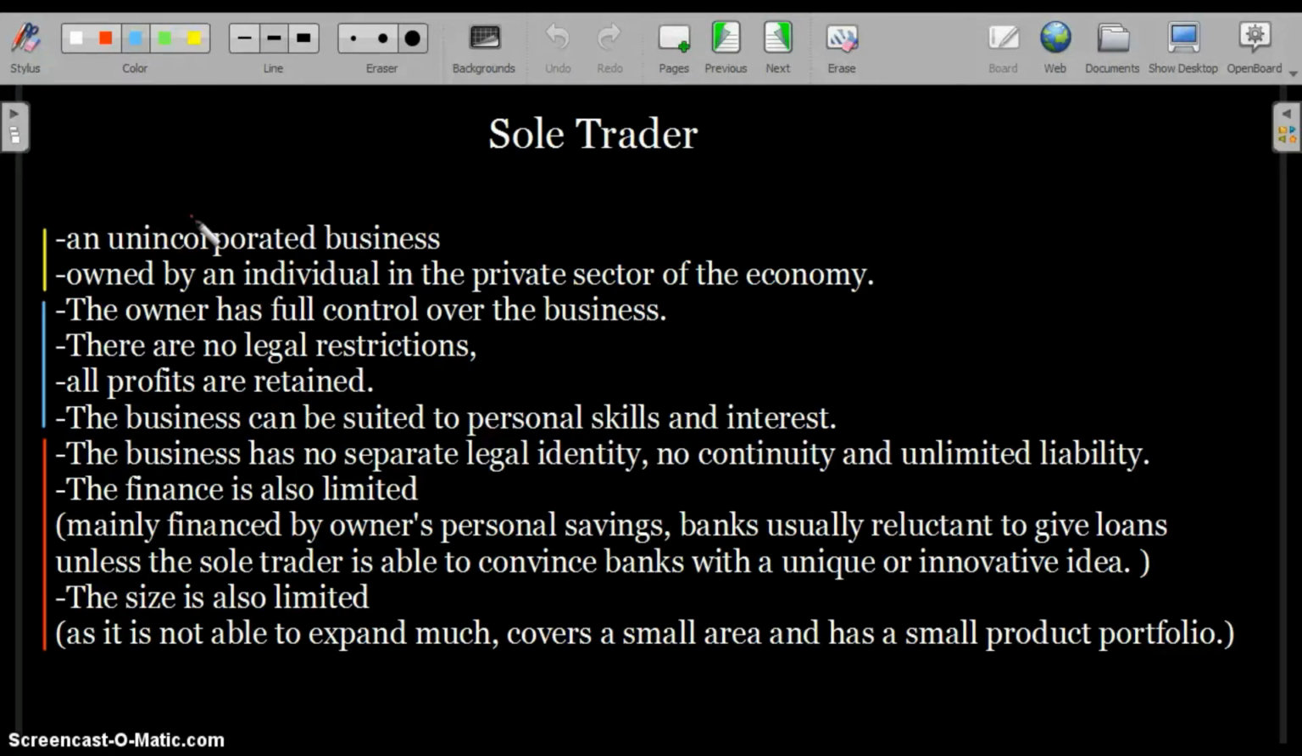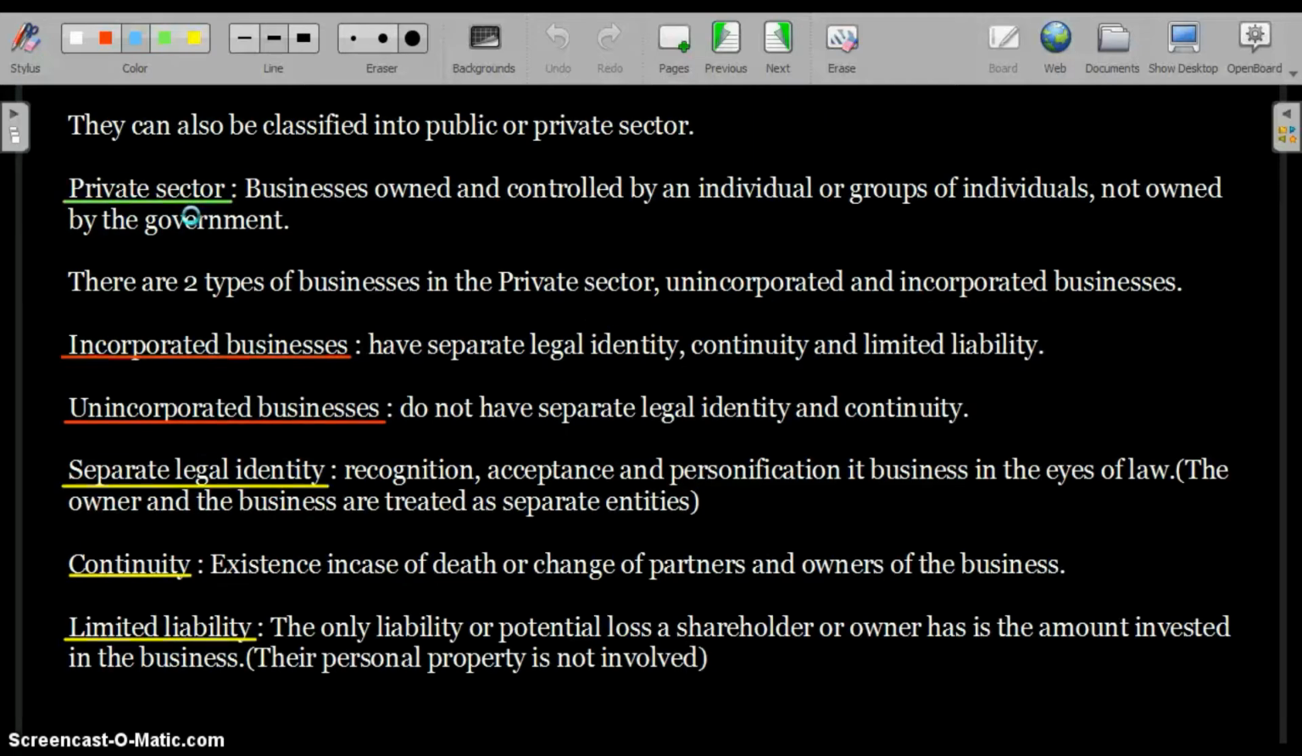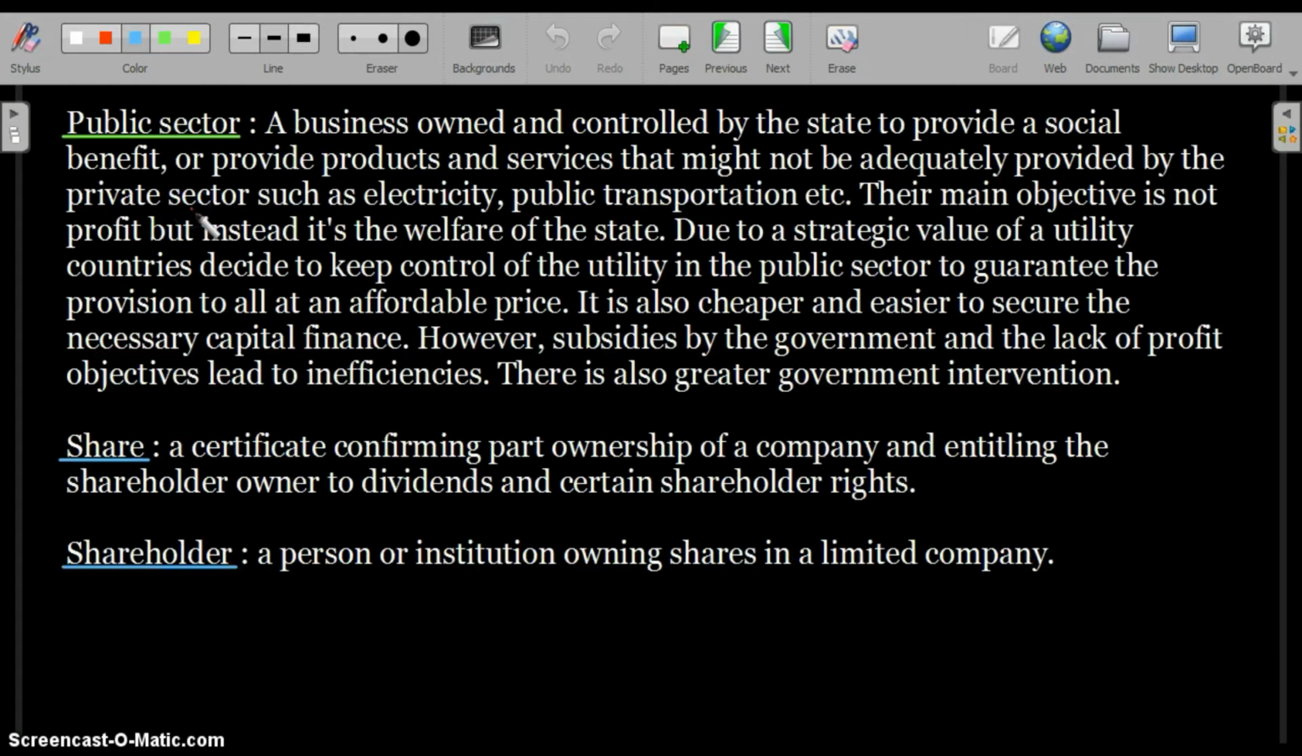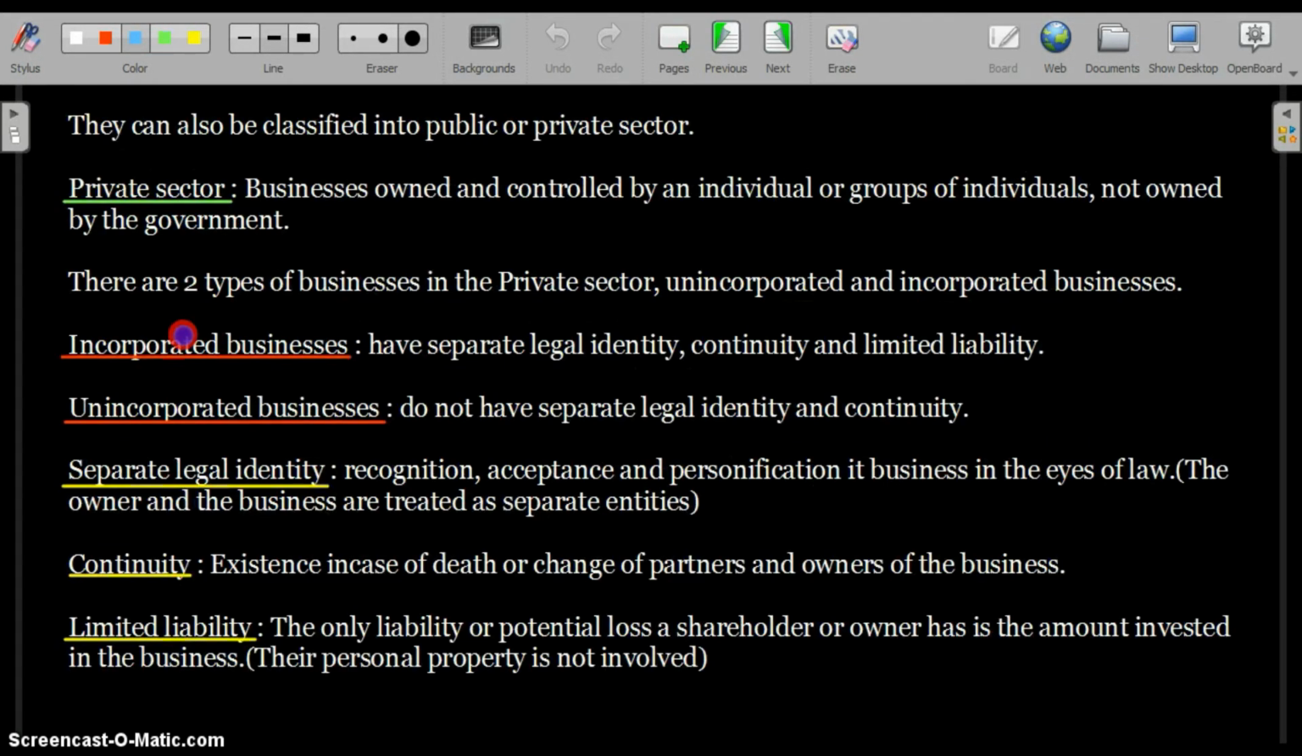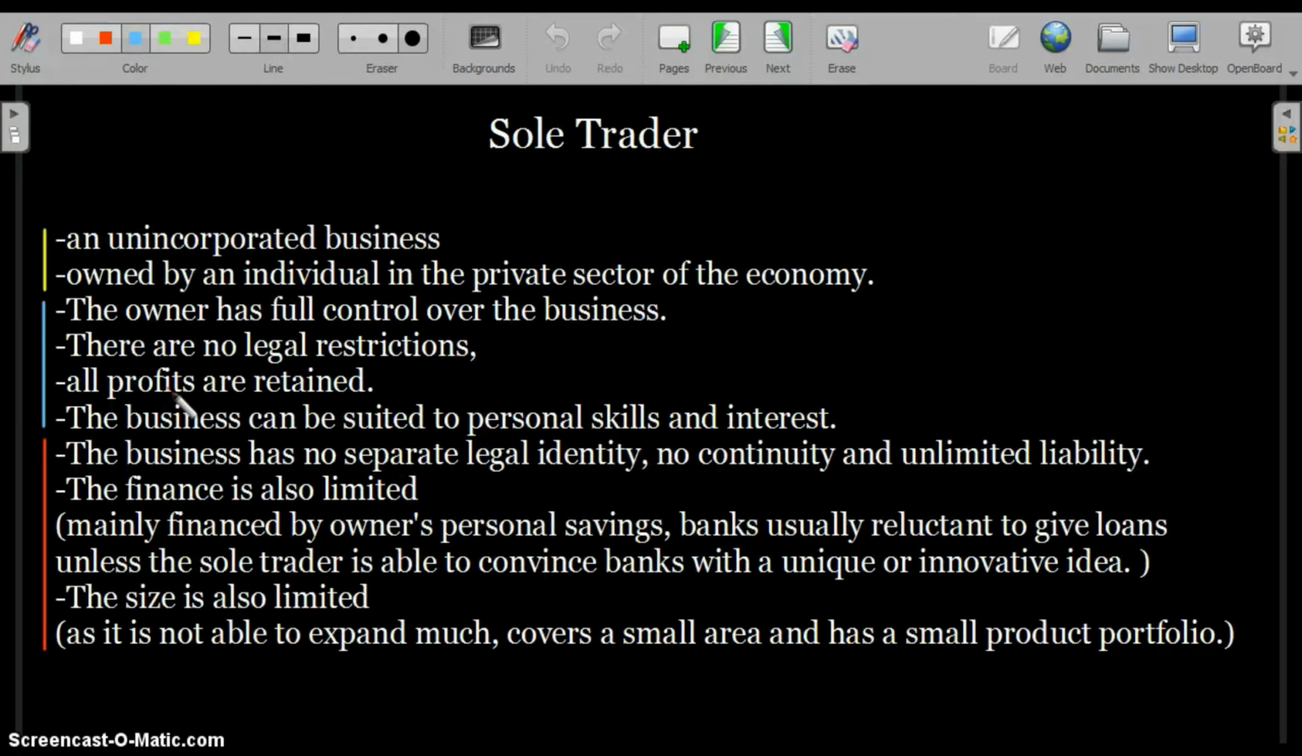So today we are talking about sole traders and partnerships, which are part of unincorporated businesses in the private sector. What we have talked about earlier, that there's a private sector, there's a public sector, and in private sector there's unincorporated business and incorporated business. So we're going to be discussing more about these separate legal structures, and today our main topic of concern is sole trader and partnership. Both of these are unincorporated businesses. There are two unincorporated businesses and two incorporated businesses. So these two are unincorporated businesses.